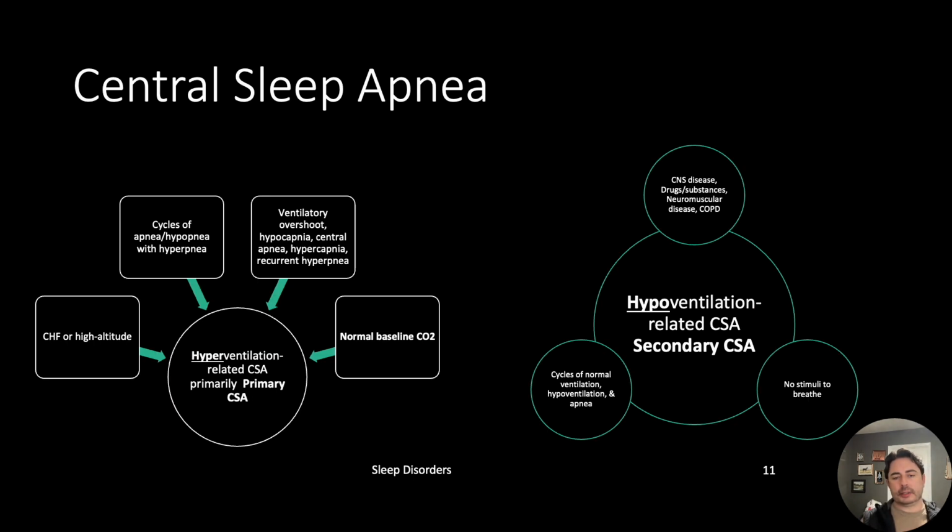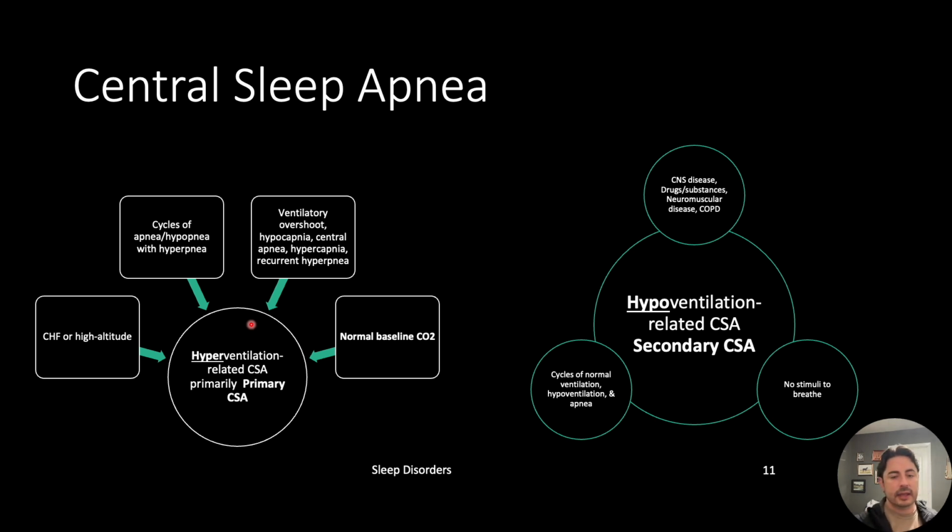So when we look at central sleep apnea, like I said, there is the primary and there's the secondary. When we look at the primary, this is typically associated with hyperventilation. When we look at secondary, this is associated with hypoventilation. So you have hyperventilation that's associated with CHF or high altitudes. You have cycles of apnea, hypopnea, or even hyperpnea. You have ventilatory overshoot, you have hypocapnia, you have central apneas, hypercapnia, and reoccurring hyperpnea. So a number of different looks when it comes to that primary central sleep apnea.